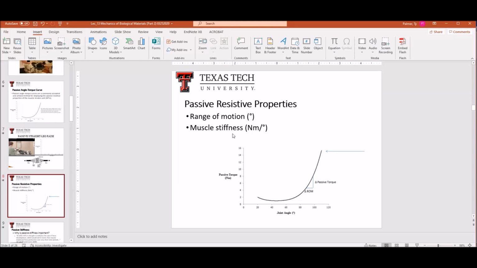To measure muscle stiffness, it's a little bit more difficult. We have to measure the slope of this angle-torque curve. That's how we measure muscle stiffness.